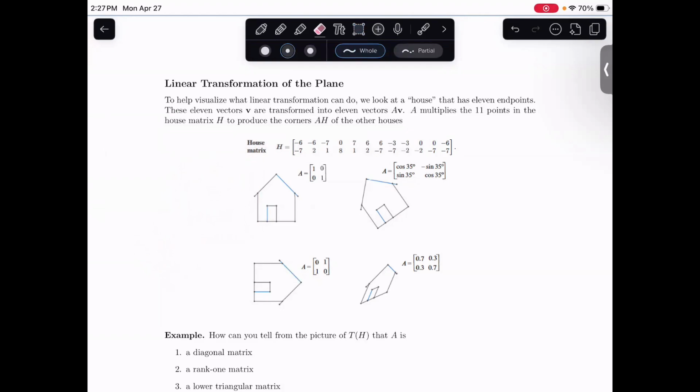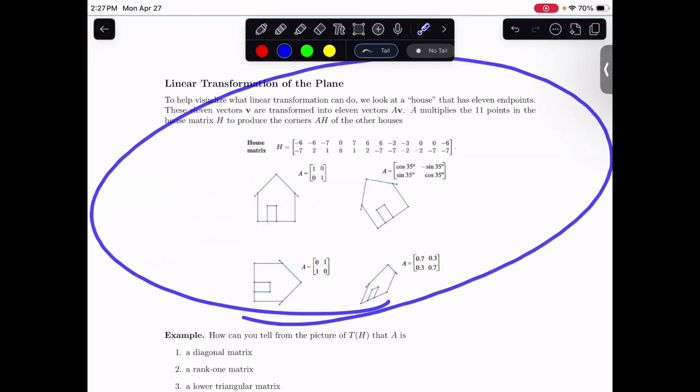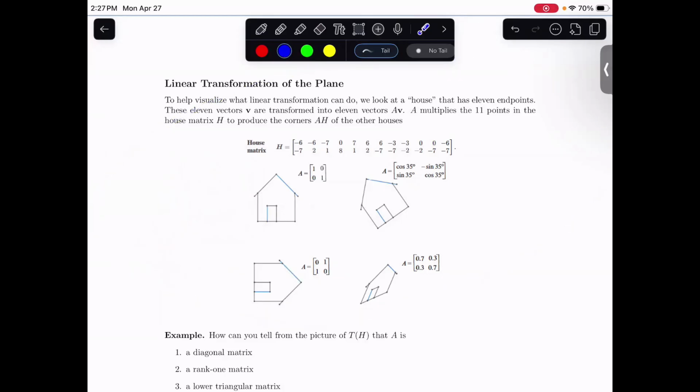This is kind of illustrated in this portion, which I'm going to go through a little bit quickly because I want to get into how transformations relate to matrices more so. To help visualize what linear transformations can do, we can look at a house that consists of 11 endpoints. These 11 vectors are transferred into 11 vectors A times V. So we're taking a matrix and multiplying V by that matrix, which is really applying a linear transformation. And so A multiplies the 11 points in the house matrix H to produce the corners A times H of the other houses.